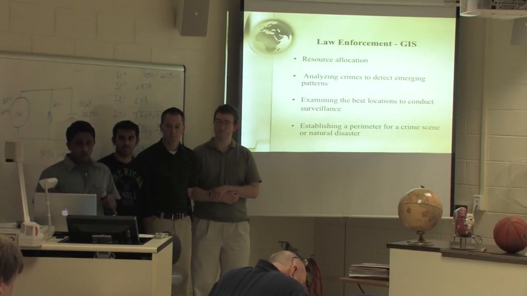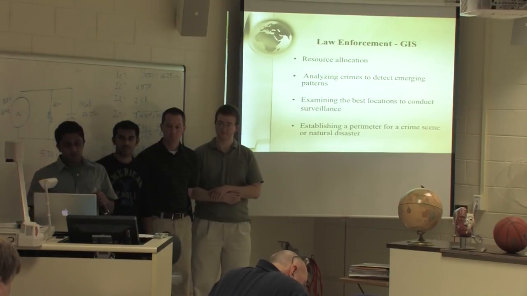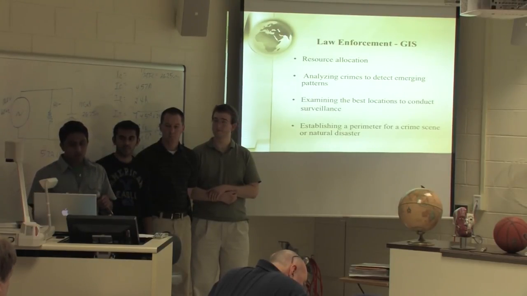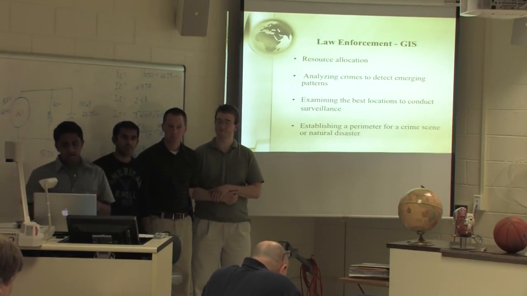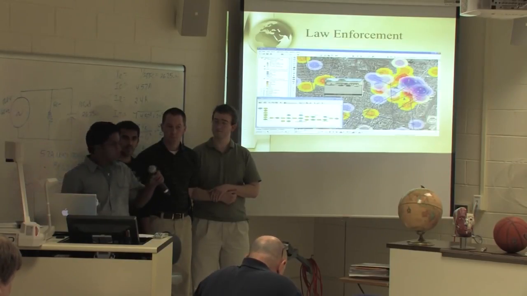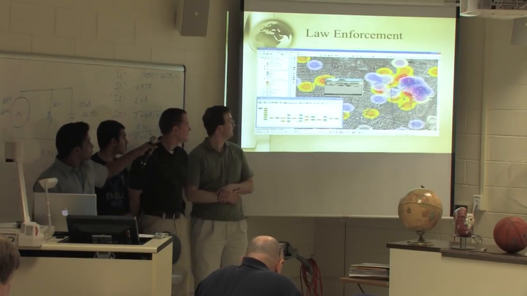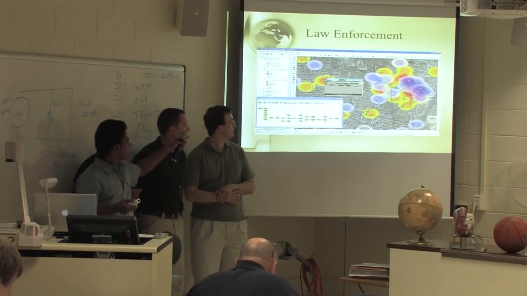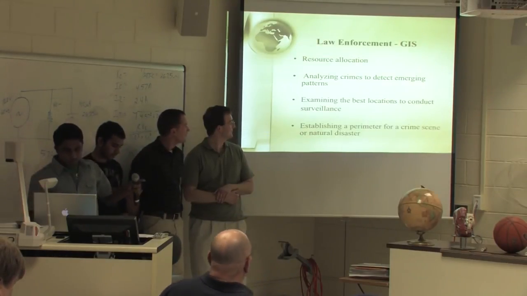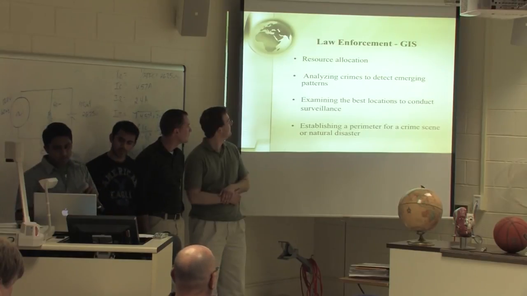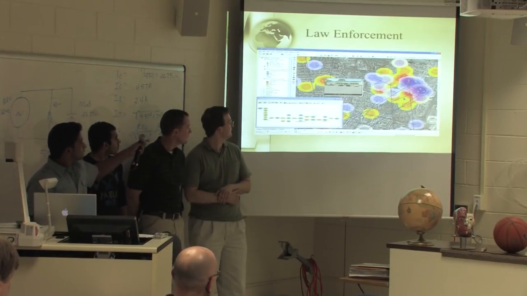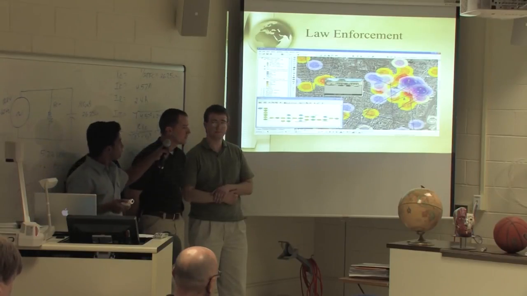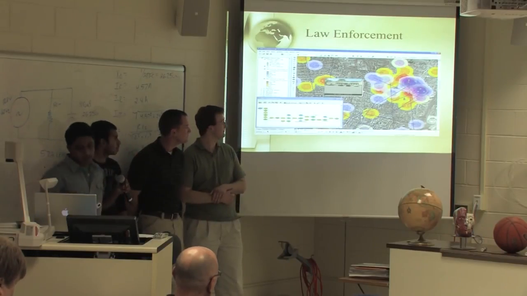And I would like to go with an example of law enforcement. First I will talk about resource allocation. The data which is collected from the various sources is properly analyzed. I can show you in this map, there are various points where the high crime rate is there. Analyzing the crimes to detect emerging patterns, the required teams are sent depending upon when the crime rate is very high.